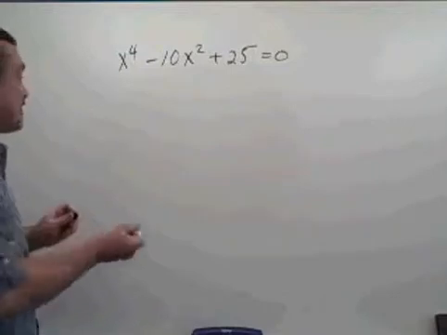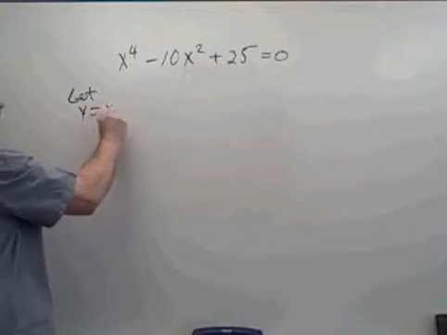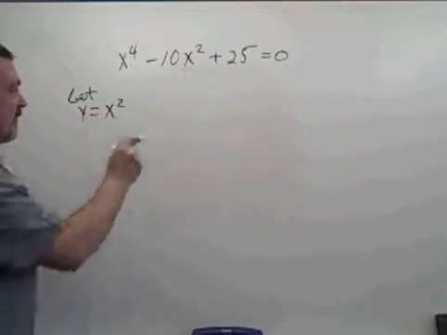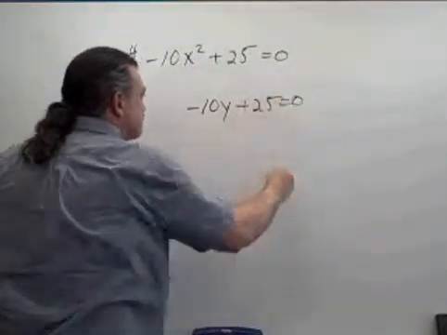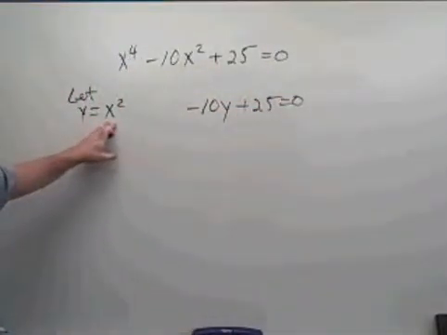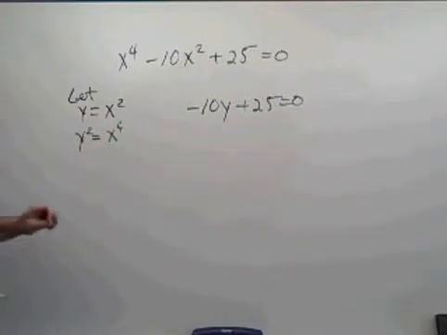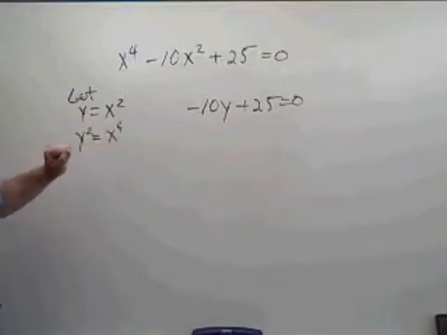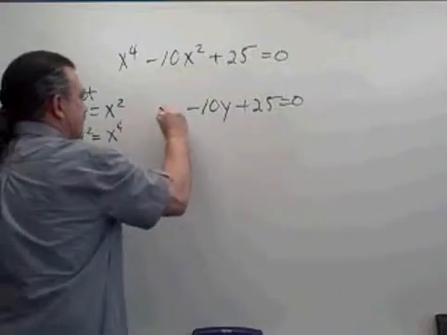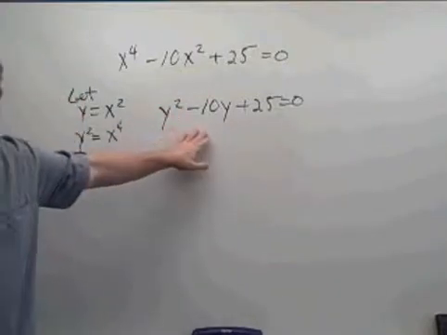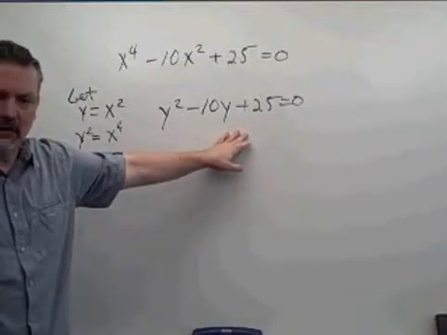We could do something like this. We could let y equal x squared. So then this term would become minus 10y. Well, if we let y be x squared, then wouldn't y squared equal x to the fourth? If you square x squared, you'd have x to the fourth. So I could replace this term with y squared. And that would create a quadratic equation that we know how to solve.